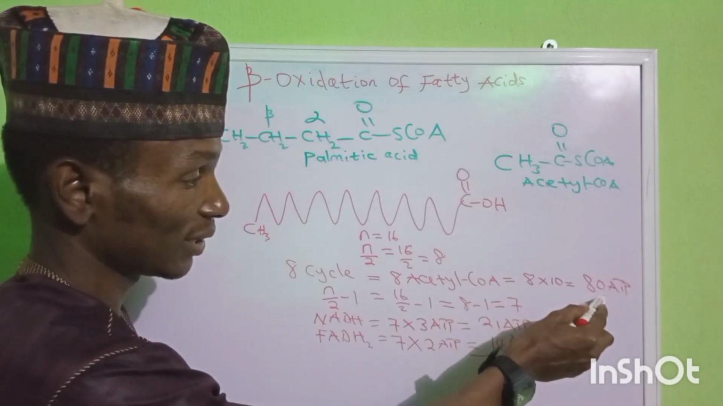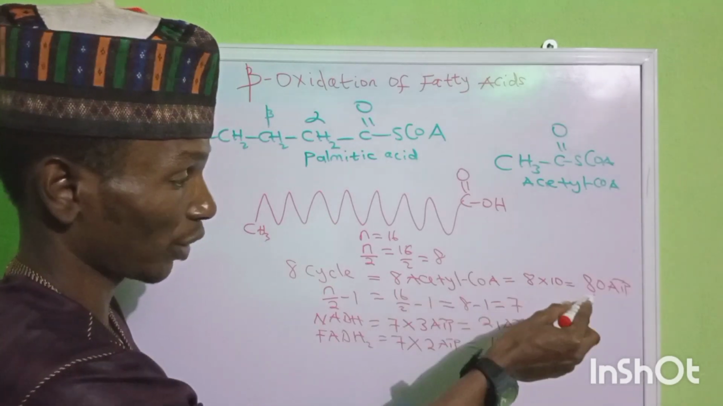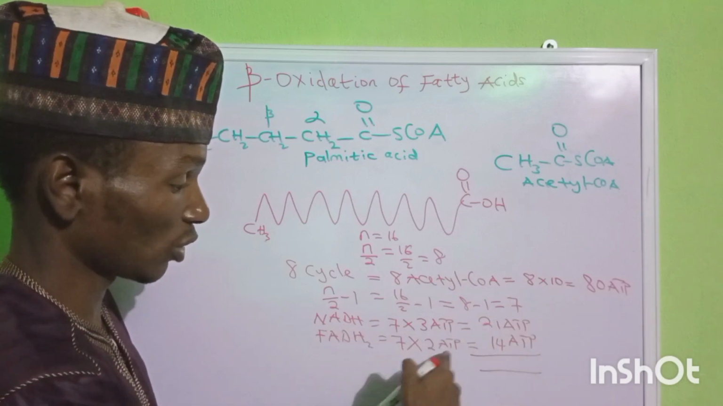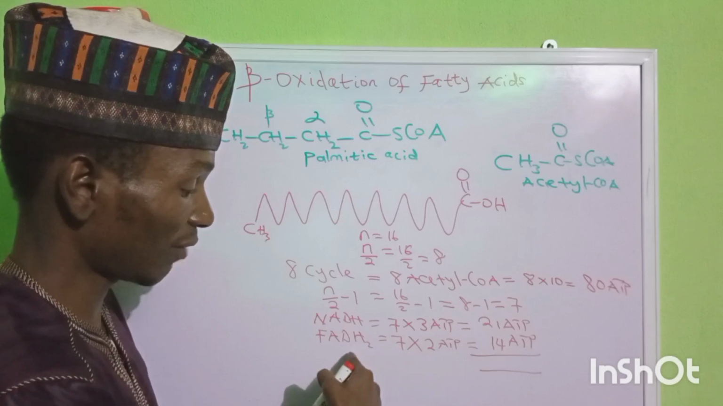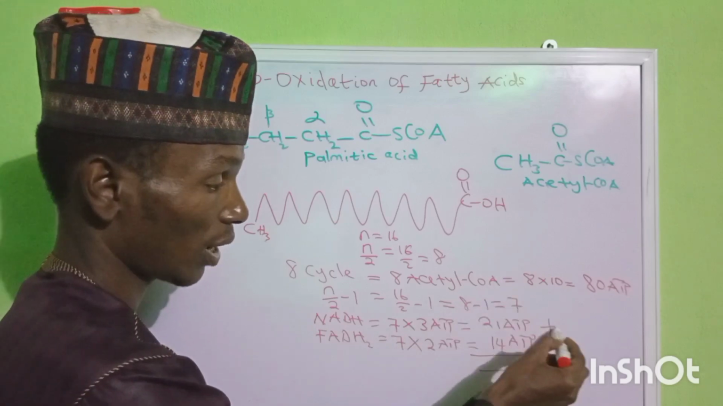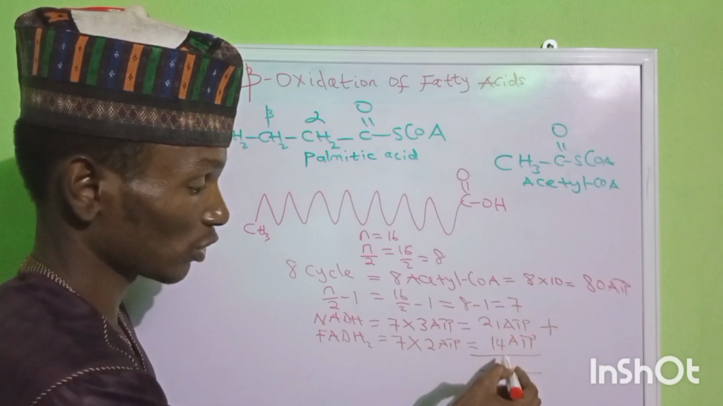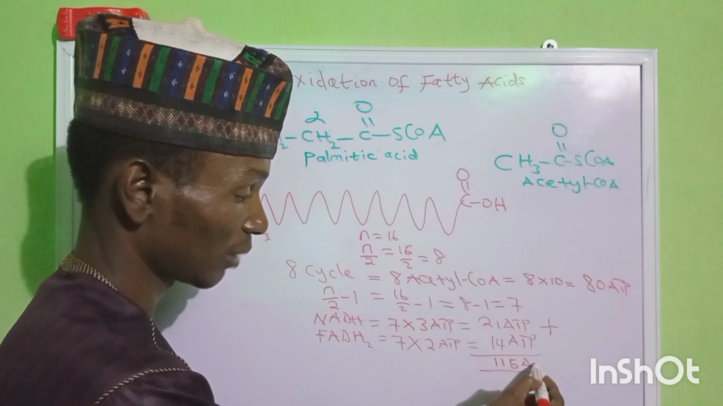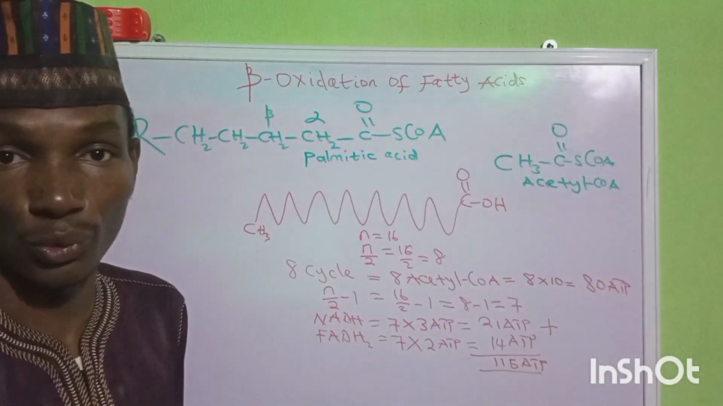So you now add the 80 ATP from the acetyl CoA, plus the 21 ATP from the NADH, plus the 14 ATP from the flavin adenine dinucleotide. Then when you sum up together, you will now have 80 plus 21 plus 14, of course, is 115 ATP as the gross ATP produced.